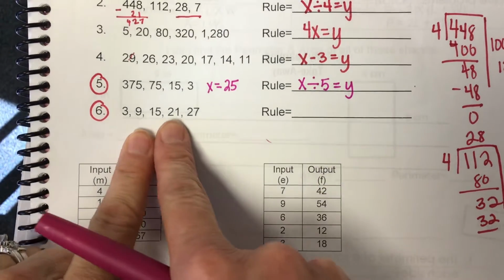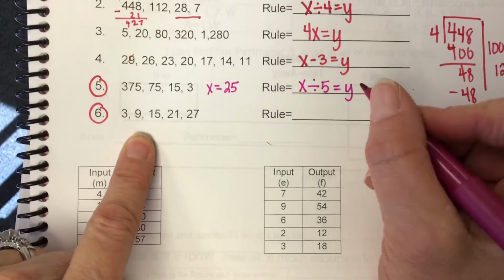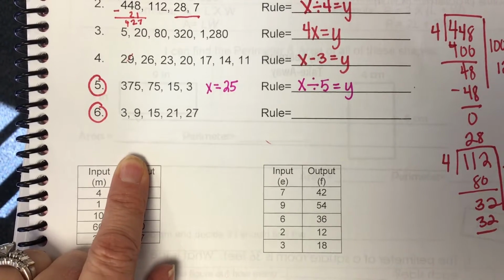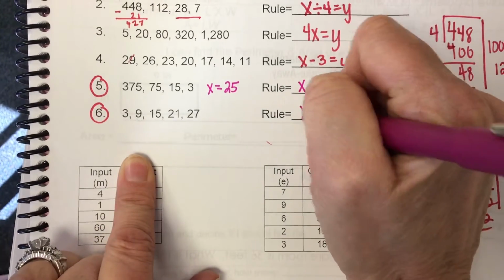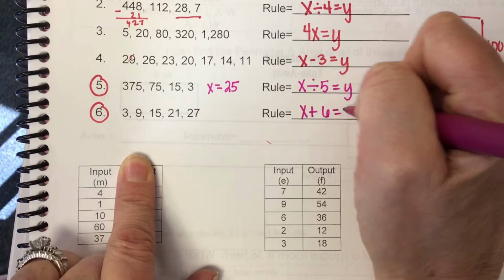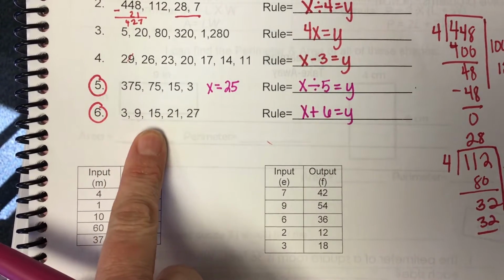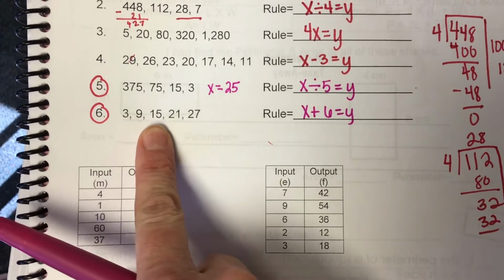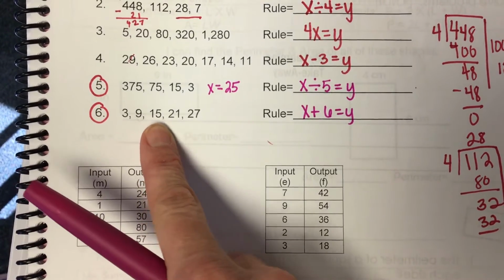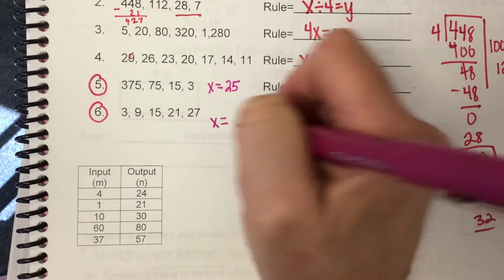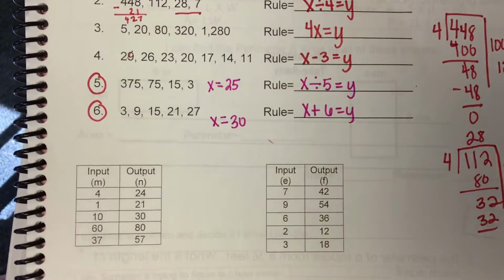What did you have for this one? 3, 9, 15, 21, 27. Kinley? X plus 6 equals Y. 3 plus 6 is 9. 9 plus 6 is 15. 15 plus 6 is 21. 21 plus 6 is 27. What if my X was equal to 30? What would my Y be?